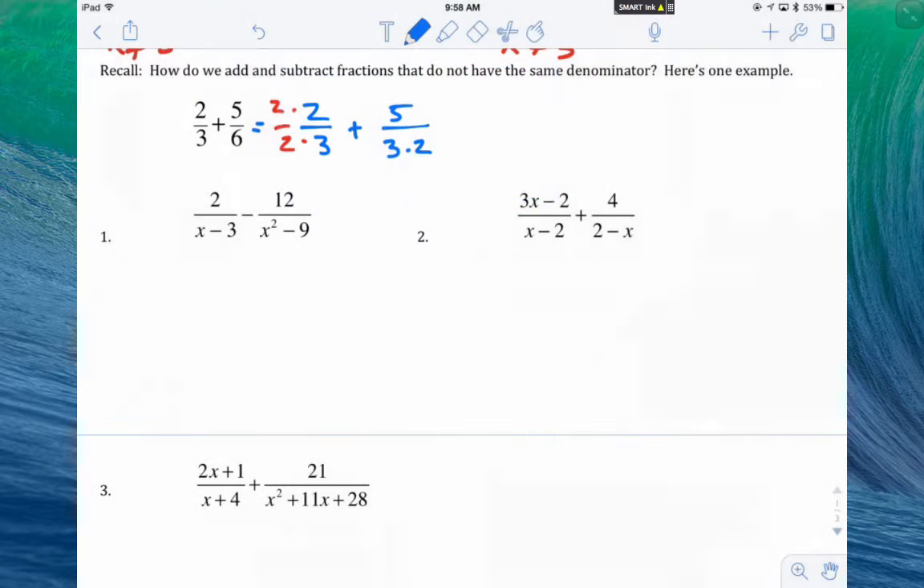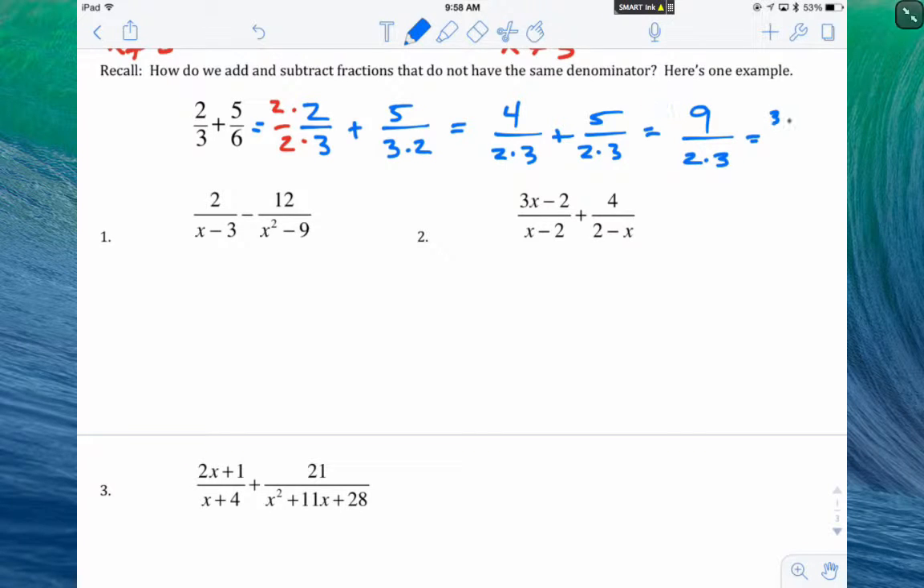And that is going to yield us 4 over 2 times 3, or 4/6 plus 5 over 2 times 3, which is 6. Now that we have the same denominator, we just get to add across our numerators and life is good. We get 9 over 2 times 3, and you know what? We need to look for a simplification opportunity.